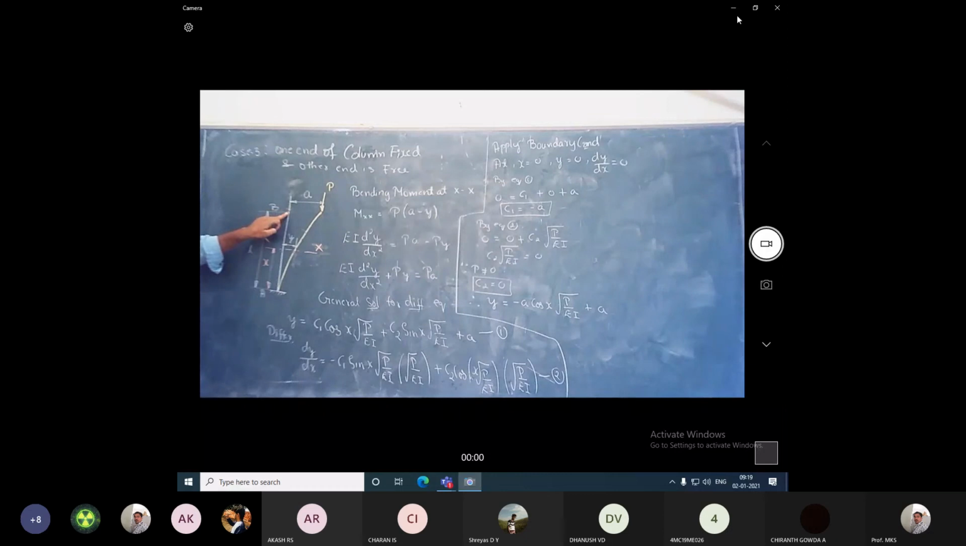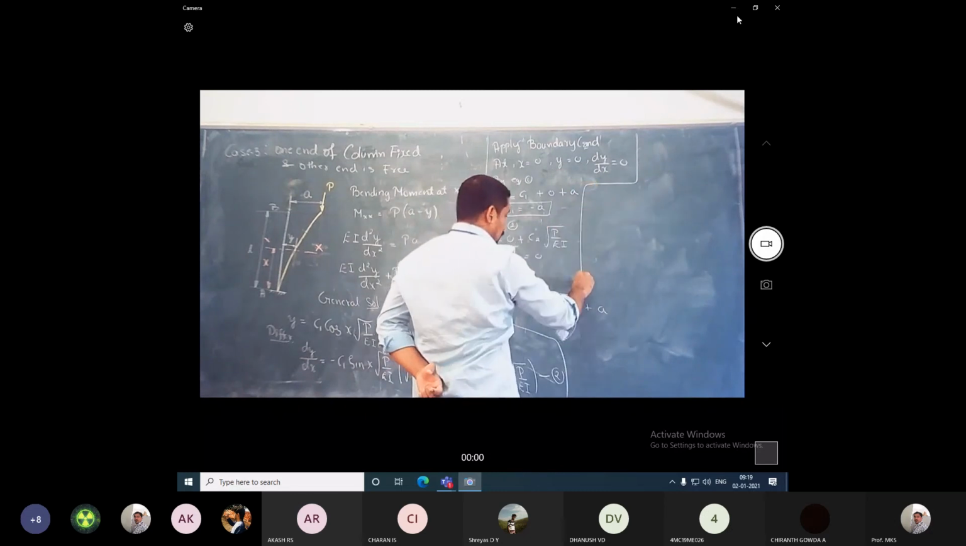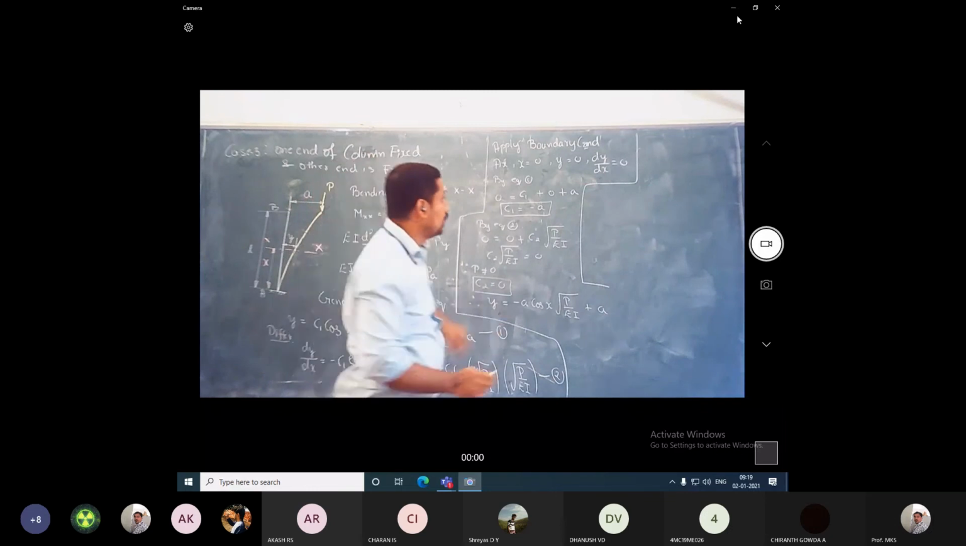Next, you apply the boundary condition at the free end. At this free end, x, this distance will be equal to L. X will be equal to L. And what about y? Deflection. This deflection of the curve, y will be equal to, at the free end, it is A, right? So apply this. I'll be using the equation what I got.